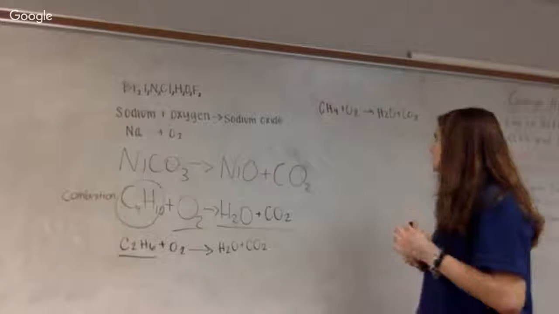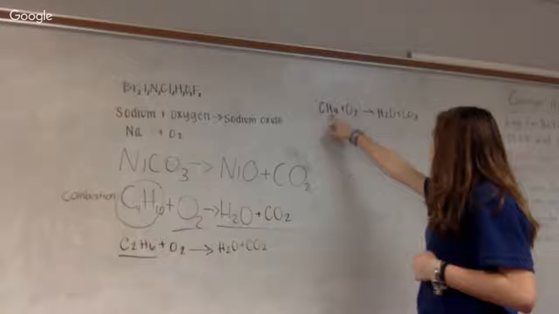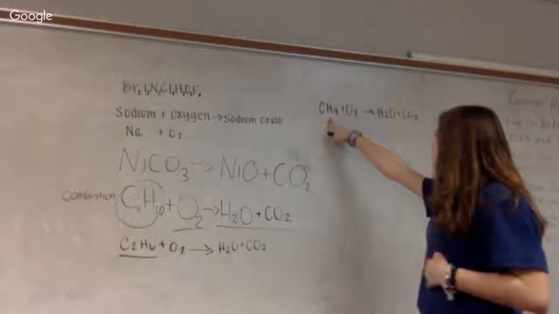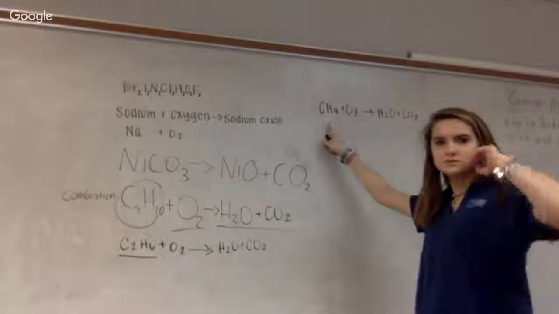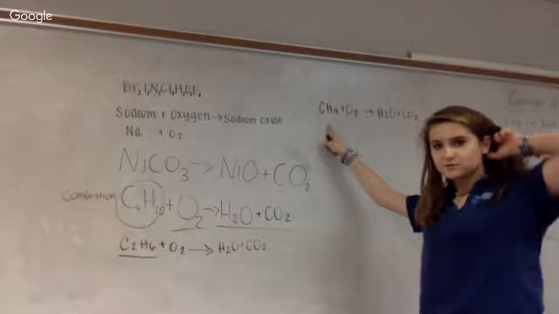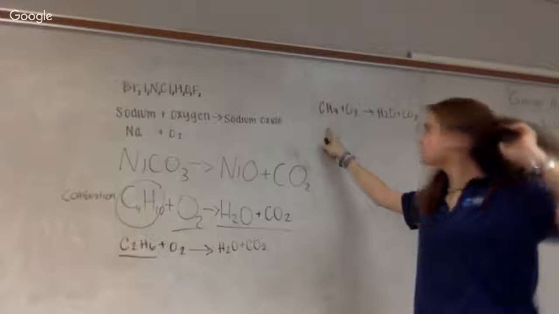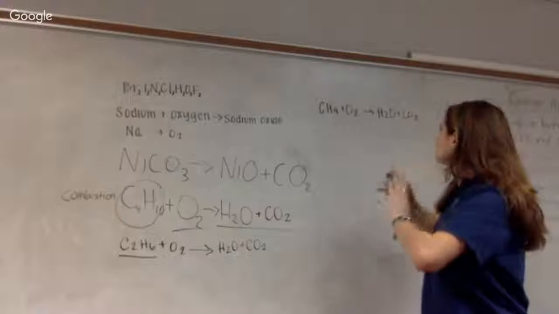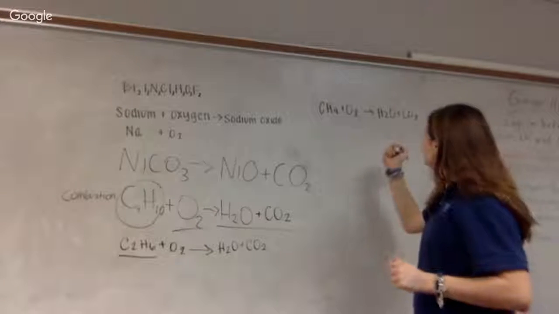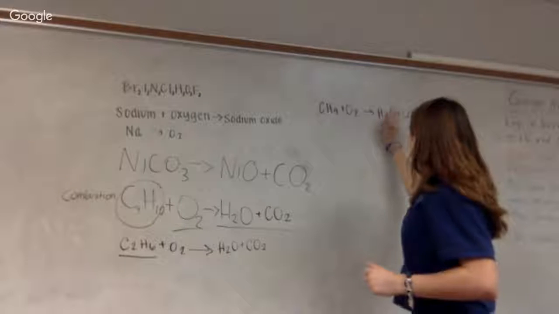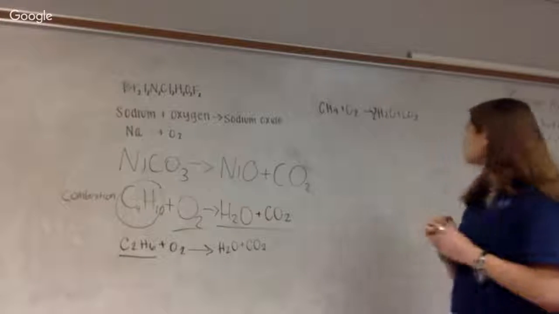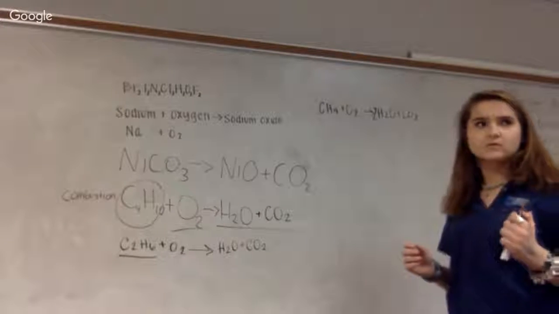Put your finger on the H, H4. Don't I have 4 hydrogens here? How many hydrogens do I have on the other side? Two, right? So if I have 4 hydrogen on the left-hand side and 2 on the right-hand side, don't I have to put a coefficient of 2 in front of the H2O? So put a 2 in front of the H2O. Okay, now that's balanced off my carbon and my hydrogens.